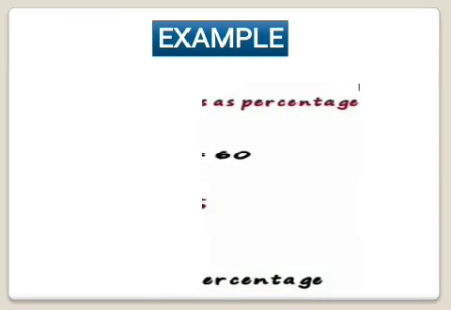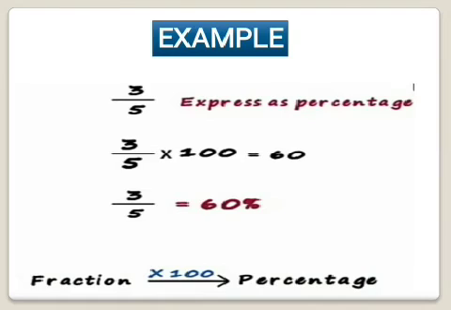Let's look at the other example. 3/5 expressed as percentage. 3/5 multiplied by 100, because to convert the fraction, we always multiply it with 100. 3 by 5 into 100, simplify it, answer is 60%.